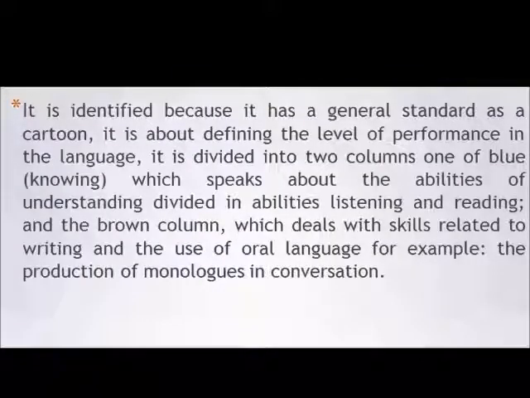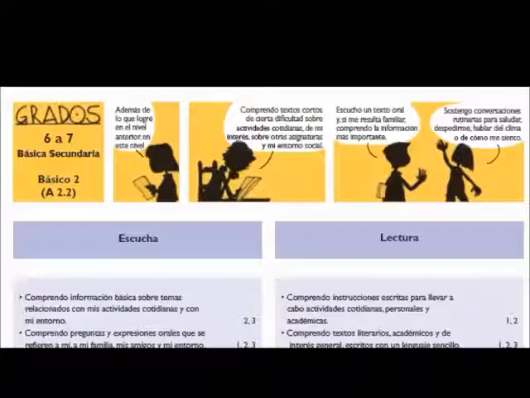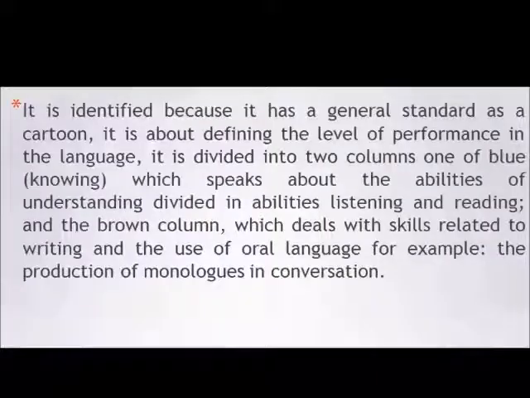It is divided into two columns: a blue one, knowing, which speaks about the abilities of understanding, divided into listening and reading abilities, and a brown column, which deals with skills related to writing and the use of the language, for example, the production of monologues and conversation.